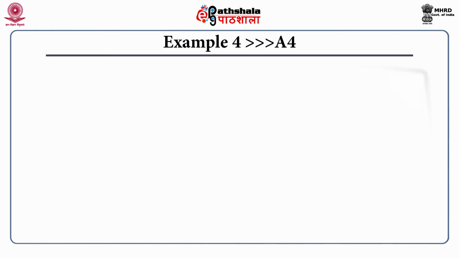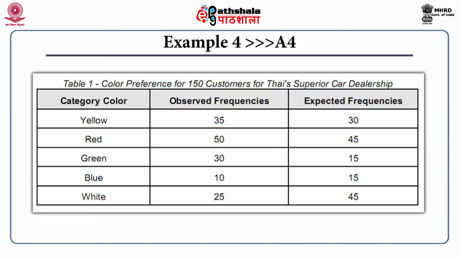The fourth example is the color preference of 150 customers for a Thai Superior Car Dealership. You can see the categories yellow, red, green, blue and white, different colors of the car. Observed frequencies are 35, 50, 30, 10 and 25. Now the dealer has his own expectations, so that is the model. The expected model for the sales is 30, 45, 15, 15, 45. As per this model, most of the customers he expects to prefer either white or red. So you can do this particular test: does the model fit very well for the data in your question or not?